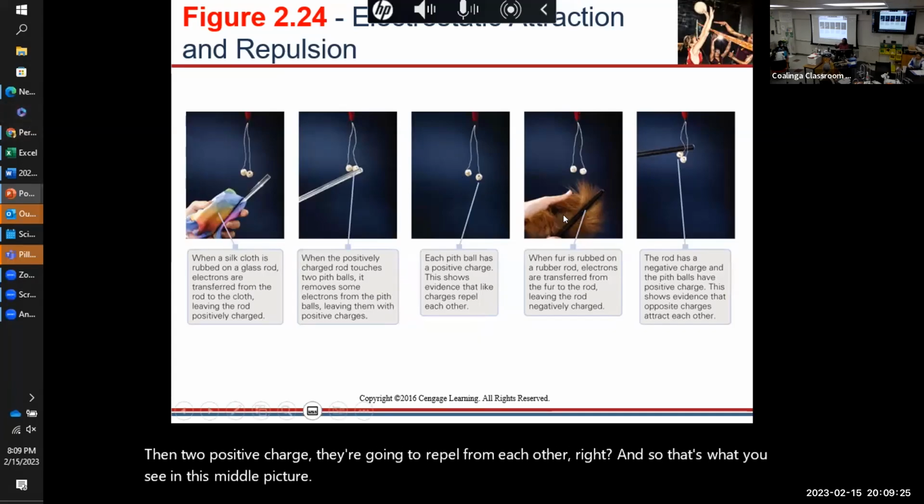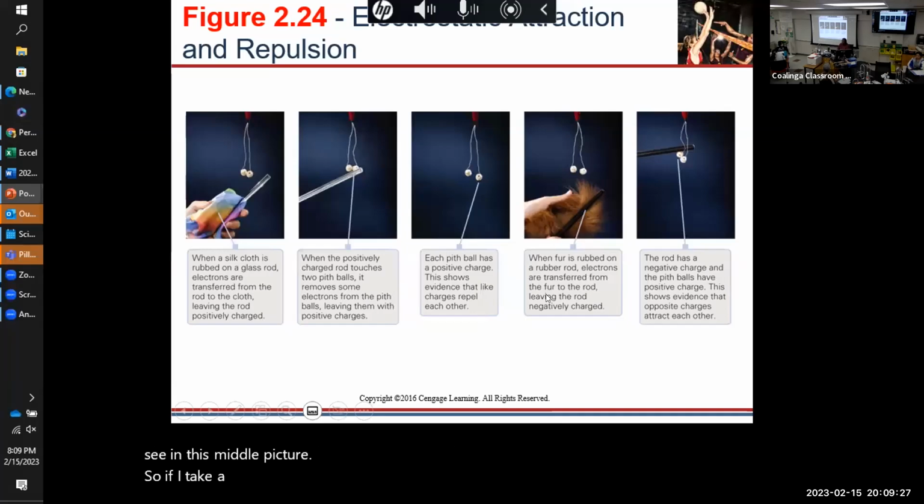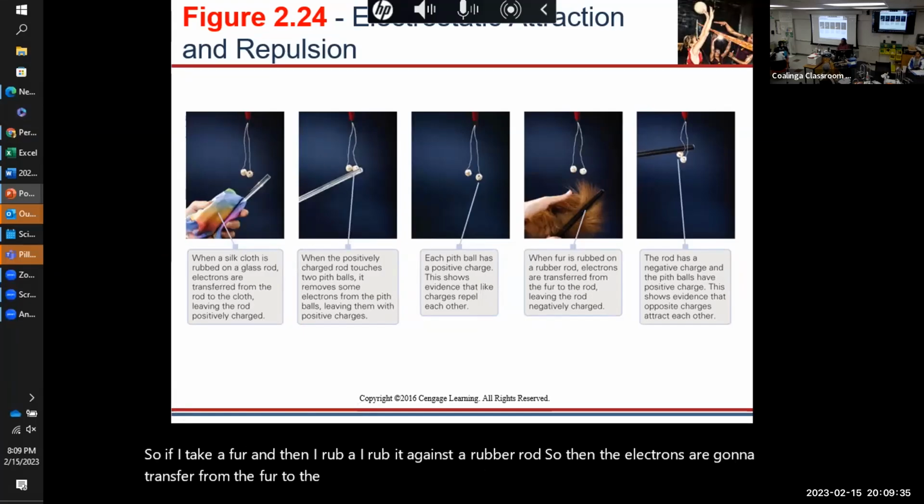Okay. So if I take a fur and then I rub it against a rubber rod, then the electrons are going to transfer from the fur to the rod, making it negatively charged. So in this case, one of my pith balls was positive. Now the other one is negative. Now they come together.